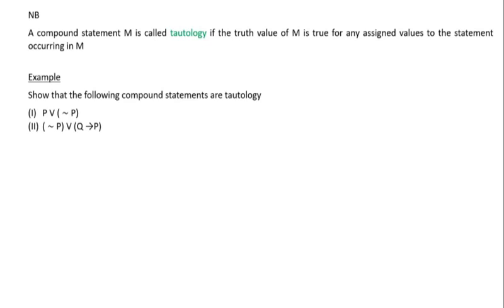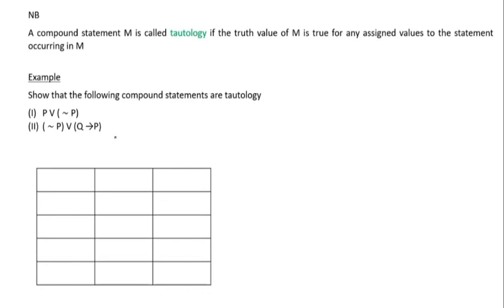Example number 1. Show that the following compound statements are tautologies. We have (i) P or negation of P, and (ii) negation of P or Q implies P. So let's go ahead and solve the first one, (i), which is P or negation of P. So we have P, we have negation of P in the table, then we have the two of them as the compound statement over here. So we have P or negation of P.